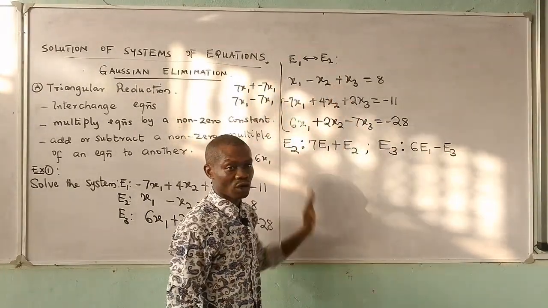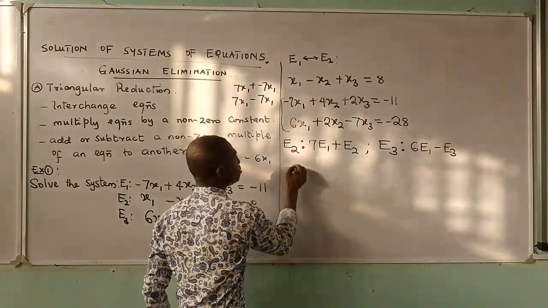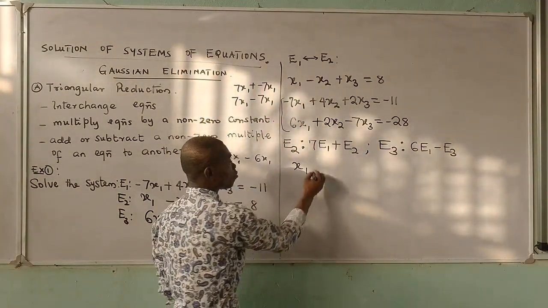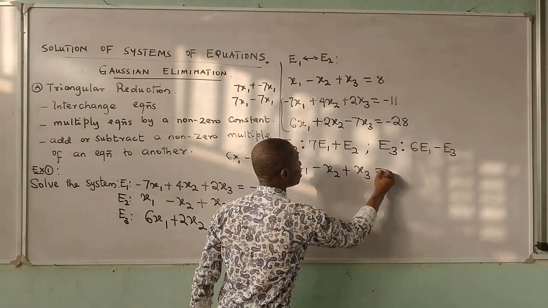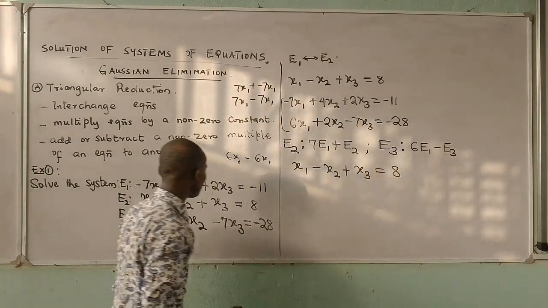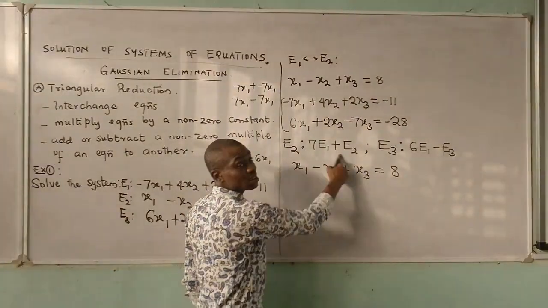So my E1 will remain the same. So C1 is going to be my new system now. So the new system is going to be: E1 will still be x1 minus x2 plus x3 equal to 8. And then my new E2, I will now apply this.